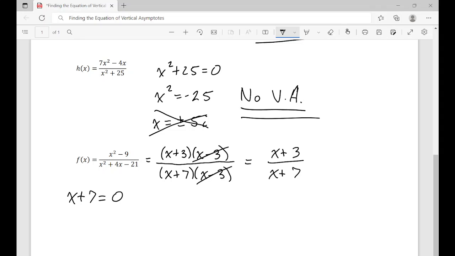and setting it equal to 0. So when I subtract the 7 over, I'm going to get x equals negative 7. And this will be my equation for the vertical asymptote for this rational function.